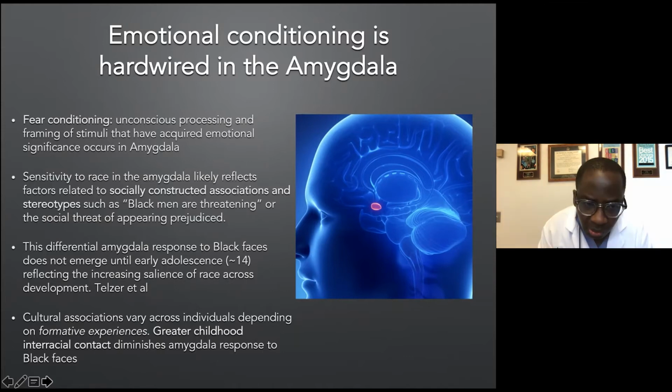But what is also important, and this is where hope lies, is that these cultural associations do vary across individuals, depending on that individual's formative experience. And what was shown in these studies is that greater interracial contact during childhood significantly diminishes the amygdala response to these unfamiliar Black faces.